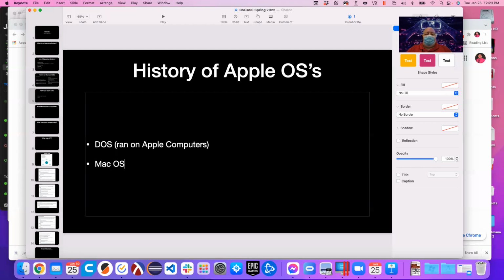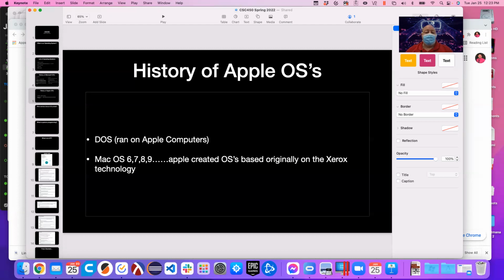So you had Mac OS 6, 7, 8, 9. Let's kind of expedite that list. Really interesting naming conventions Apple used back then. It was inventive. So in any case, you had all these, and these were Apple created OSs based originally on the Xerox technology. And there were earlier ones than Mac OS 6, but Mac OS 6 was the first one that I guess you would consider to be a main, kind of like Windows 3.1, mainstream GUI operating system.